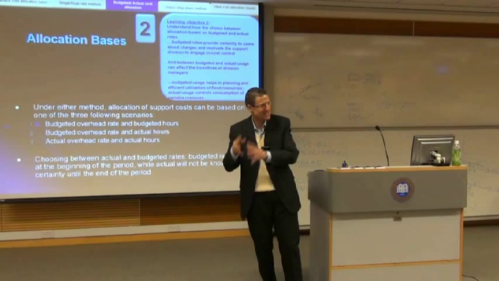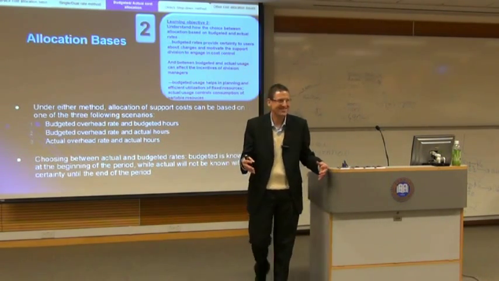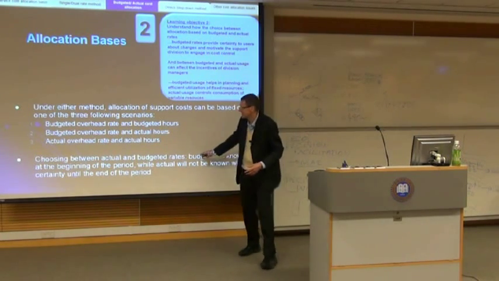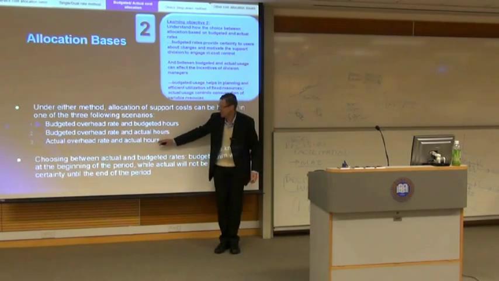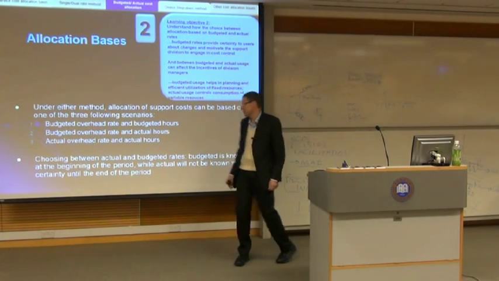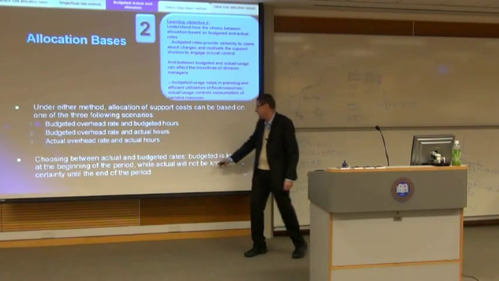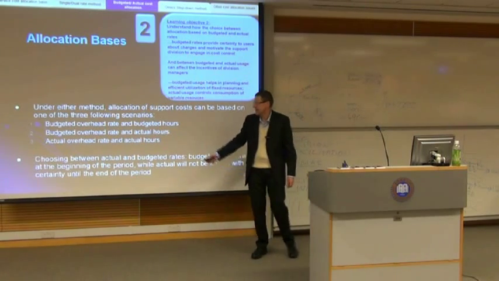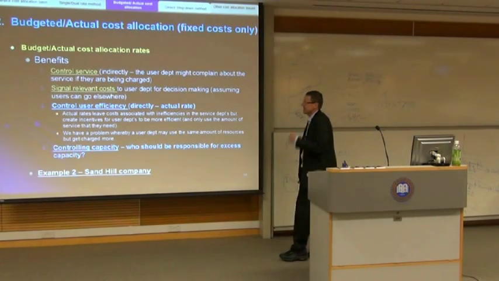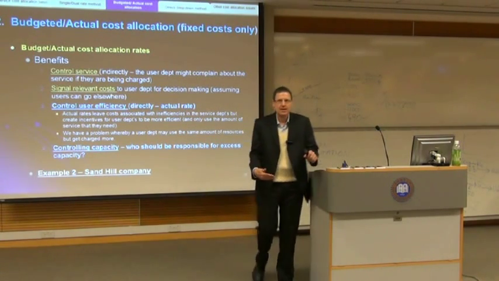We do stuff at the start of the period. Why? Because you can't just use actuals all the time. Okay, actuals don't always work. So keep that in mind. This number 3 is not always realistic. Okay, actual and actual. This is very common. Number 2, budget overhead rate and actual hours. Okay, so choosing between actual and budgeted rates. Budget is known at the beginning of the period, while actual will be known with certainty at the end of the period. So let me remind you again, what are the benefits of allocating costs?